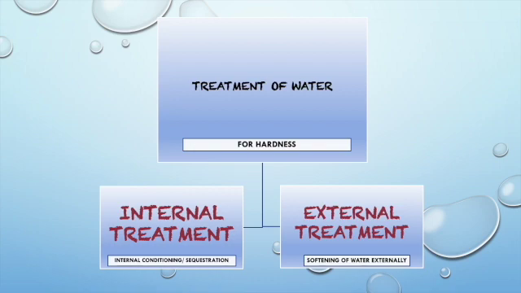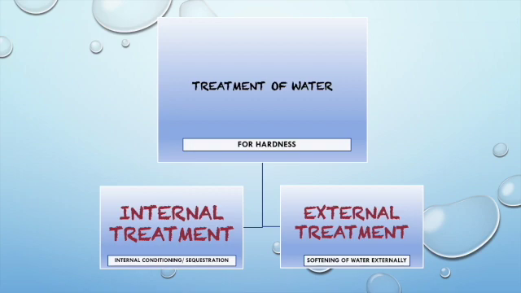So here in the external treatment, the water is treated for its hardness causing salts externally, and once the treatment is done, the water becomes soft, and now this water can be used in the boiler, can be fed to the boiler as boiler feed water. Today let's start in detail with the internal treatment first.